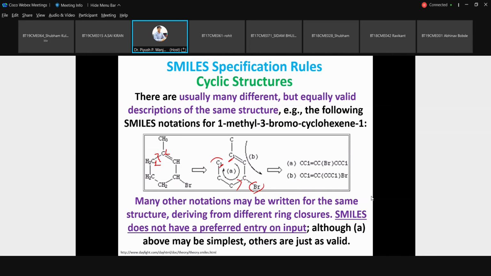This capital C has shown no bracket or anything. This has continued with the bromine. So this C is attached to the bromine and the branch is this. In this particular way you can represent it. You do not have any preferred input, you can always use anything which is comfortable to you. Fine. Okay.